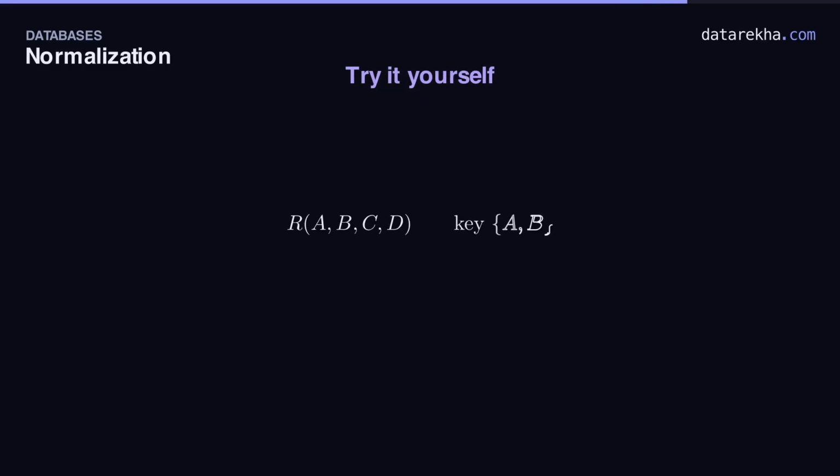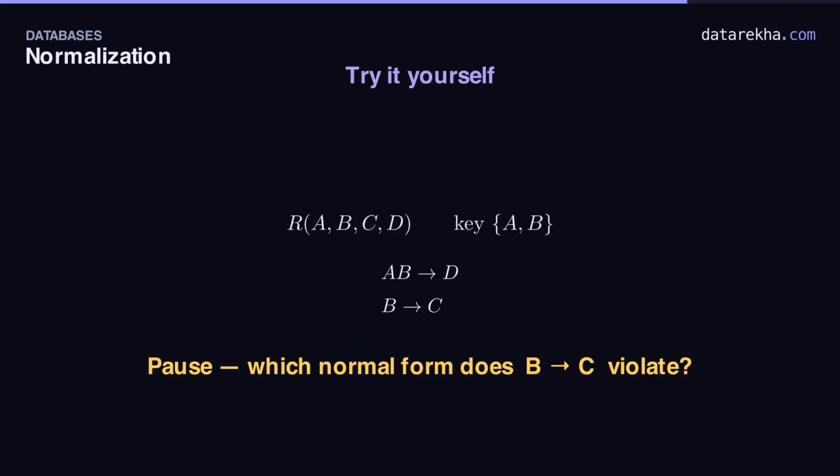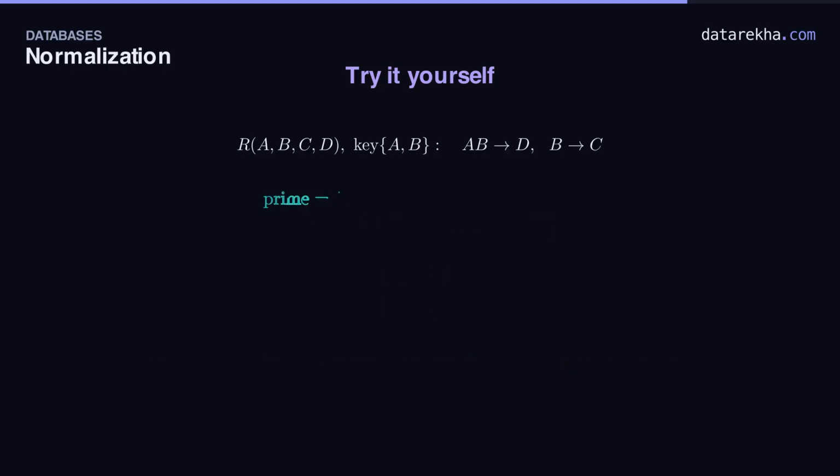Your turn. Relation R with columns A, B, C, and D, and key A and B. Its dependencies: A and B determine D, and B determines C. Pause the video and decide which normal form the rule B determines C breaks. I'll wait. Here's the reasoning.